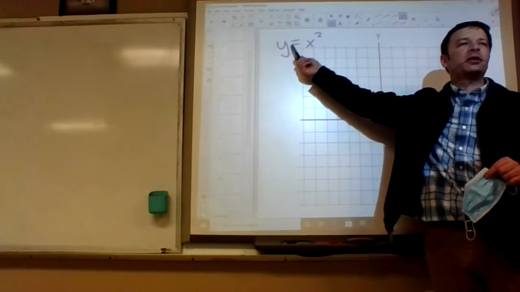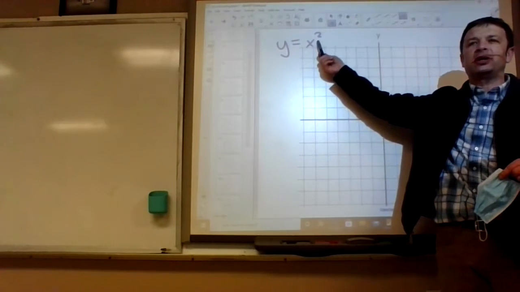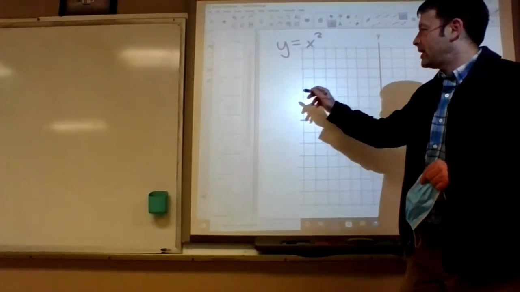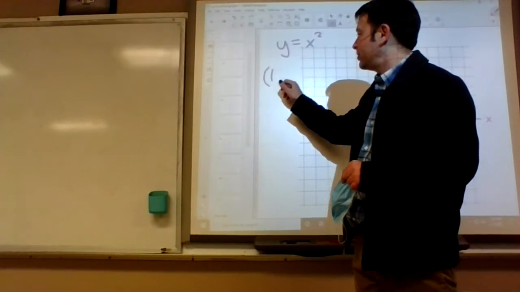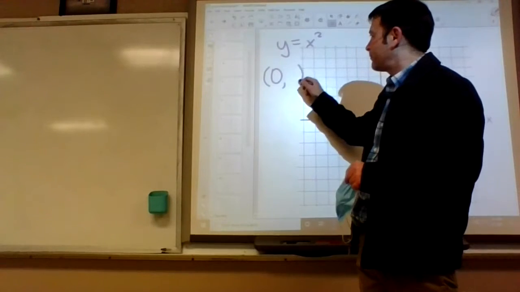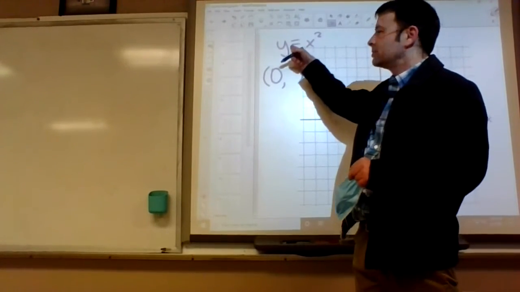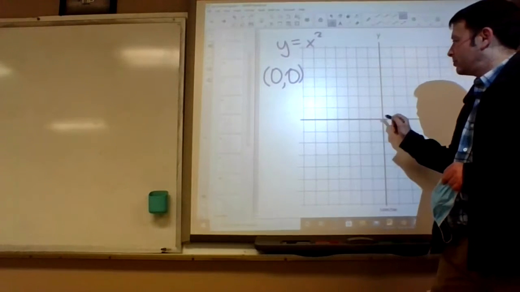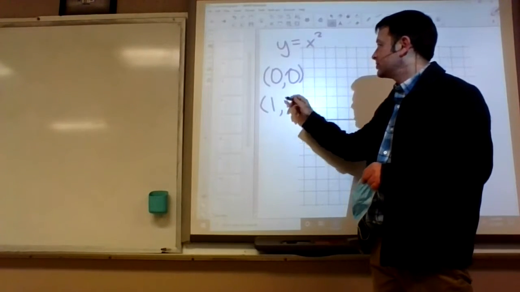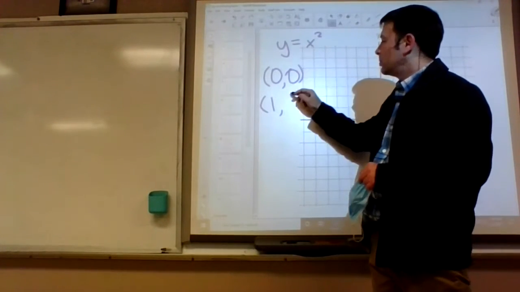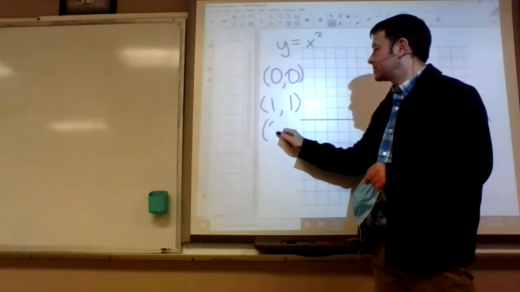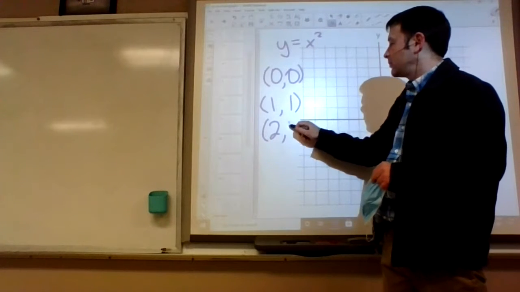What does the graph y equals x squared look like? Do we know? If I plug in 0 for x, what do I get for my y value? 0 squared is 0, right? So there's the dot at 0, 0. What if I plug in 1 for x? You get 1 for the y value. What if I plug in 2 for x? 4. 2 squared is 4.